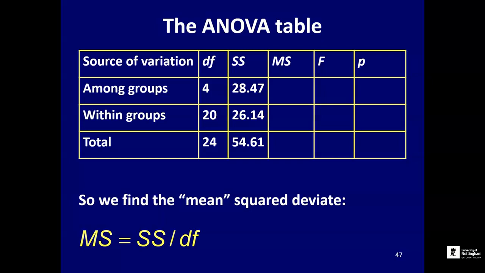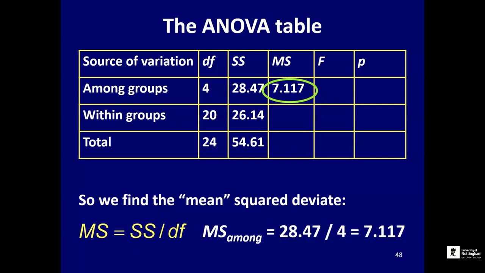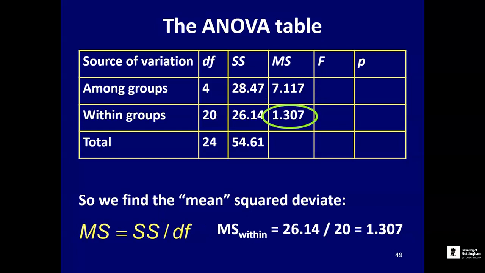So that's the other thing that you'll see in these ANOVA tables that is a bit mysterious. It's called the mean square, and it's the sum of squares divided by the degrees of freedom. Easy enough to calculate in our case. First one is 7.1, the next one is 1.3.